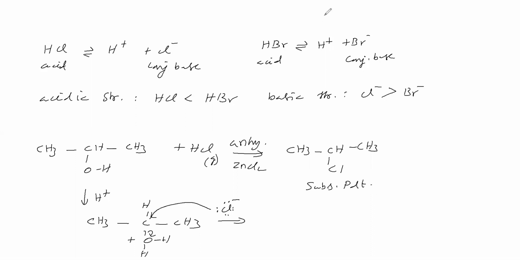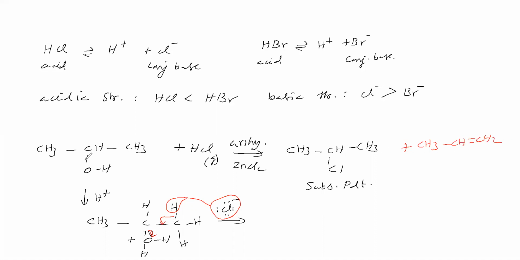So what is another possibility that we'll see? Now, this Cl minus is abstracting a proton, that is, acting as a base. While this bond is shifting, this bond is shifting. Therefore, we are getting CH3CH=CH2.